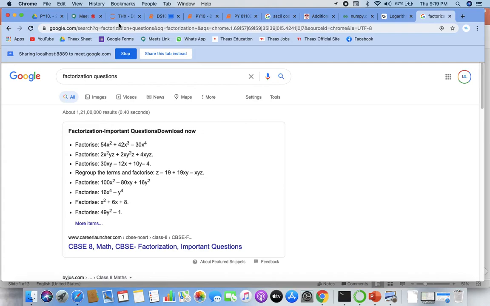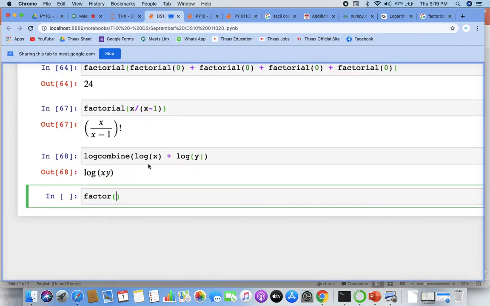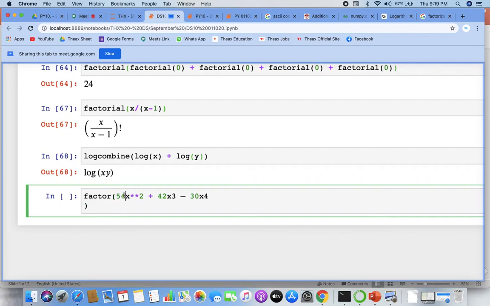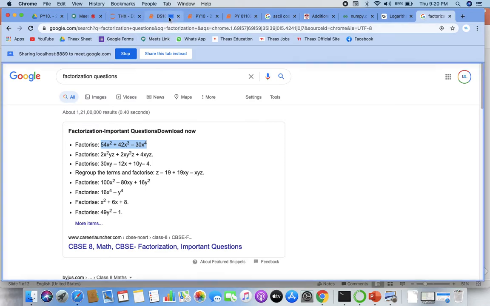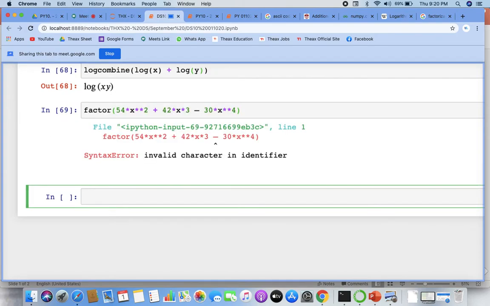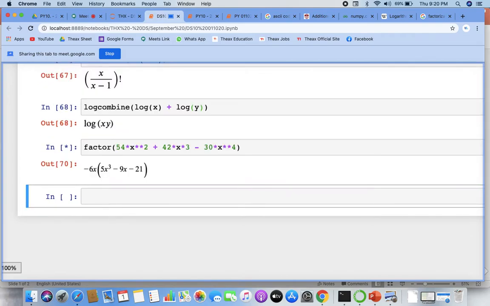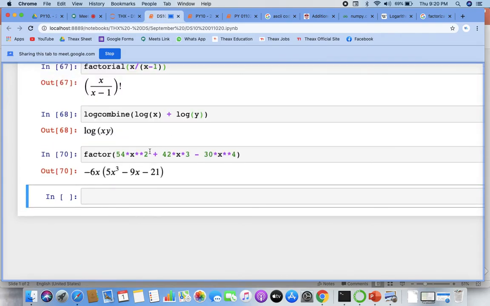Let me copy this. 54x squared plus 42x cubed, and 30x to the power 4, something like this. Factorize this. Easy. Invalid symbol. Oh. Is this the answer coming? Is this what you are getting?